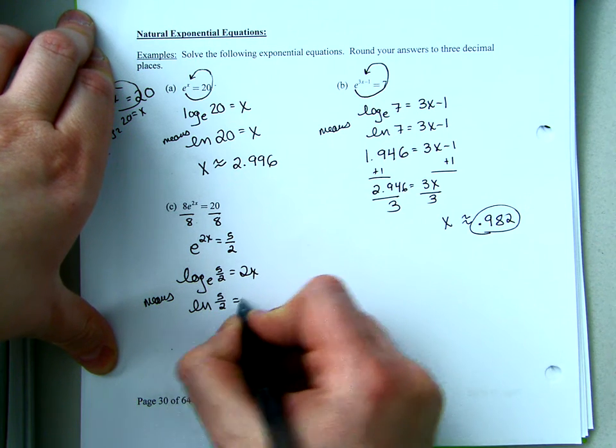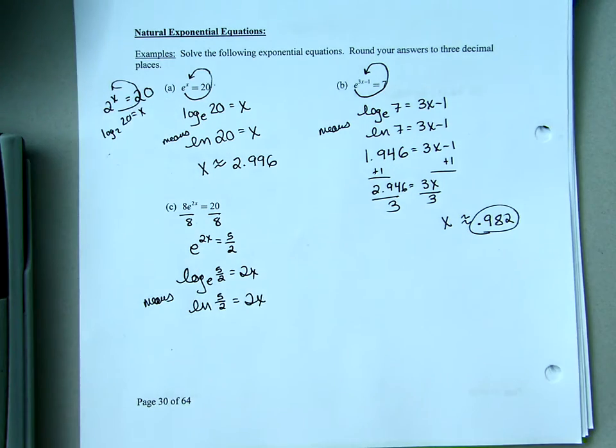I hope one of your steps looks like the natural log of 5 halves equals 2x.